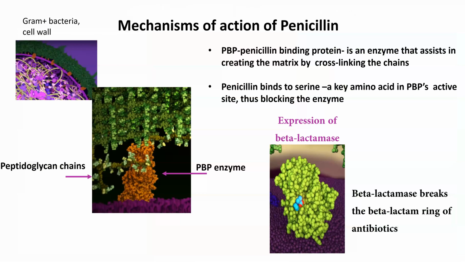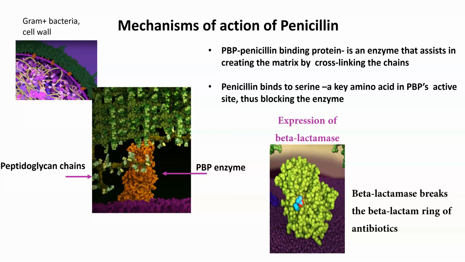Let's look at the mechanism of action of penicillin. In the top left picture, you see a cell wall of a gram-positive bacteria, and there is an enzyme called penicillin binding protein. It's an enzyme that assists in creating the matrix by cross-linking the chains to form the cell wall. And penicillin can bind to this enzyme and block it, and thus destroying the construction of a cell wall.